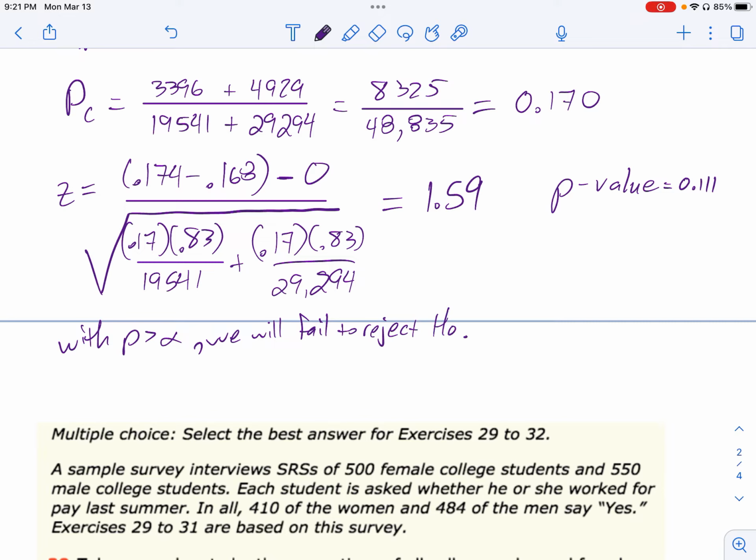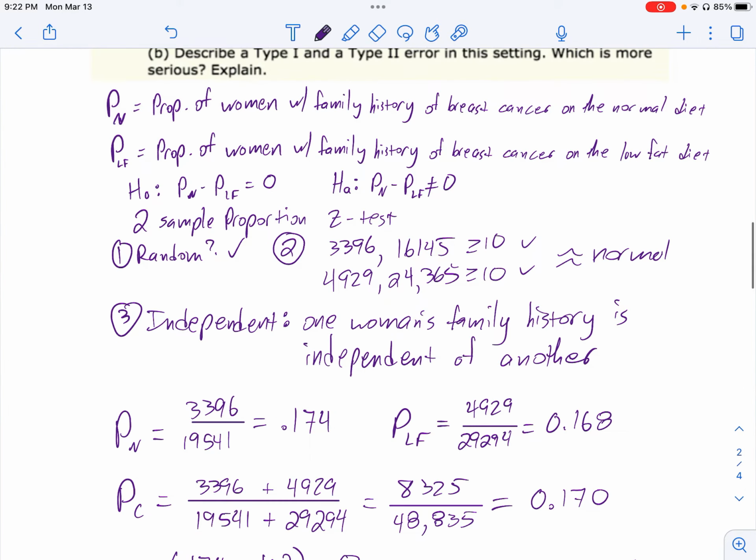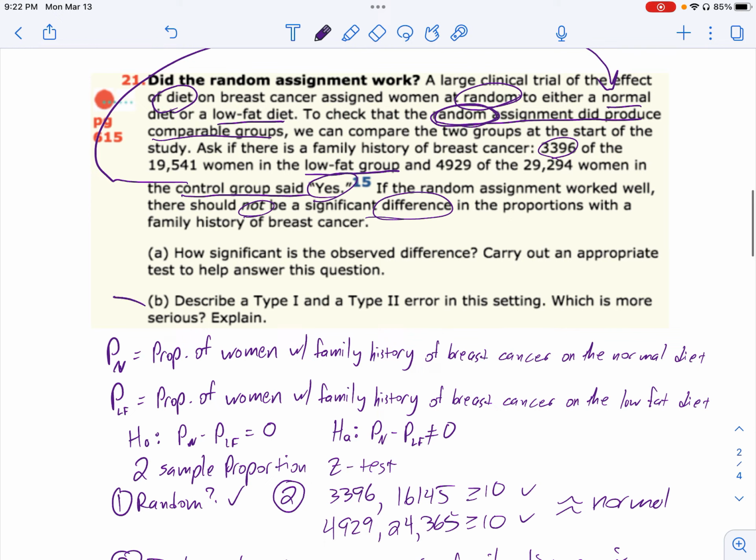The evidence does not support the alternative, does not support there being a difference in these proportions. Okay, I just realized I've left myself no space for the follow-up, part B. So maybe I'll just talk you through it.